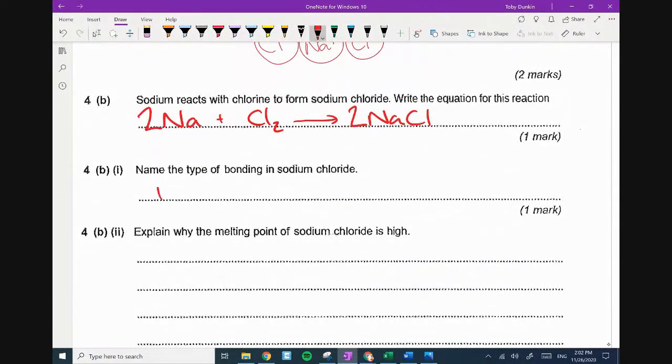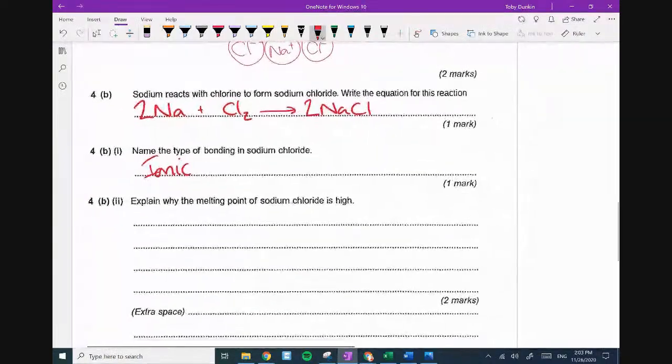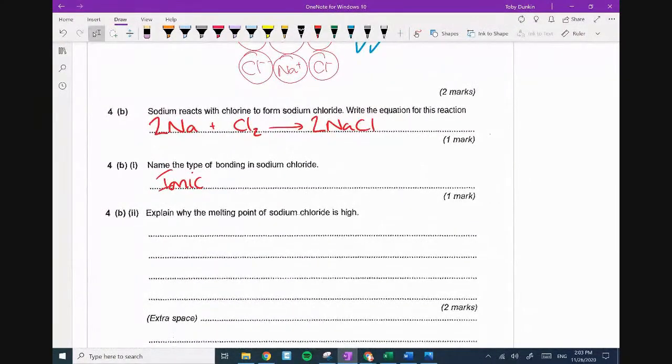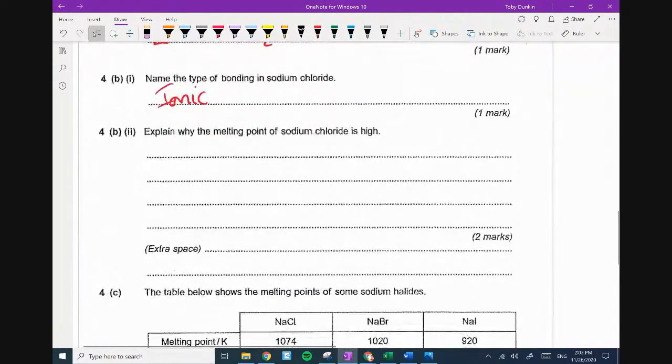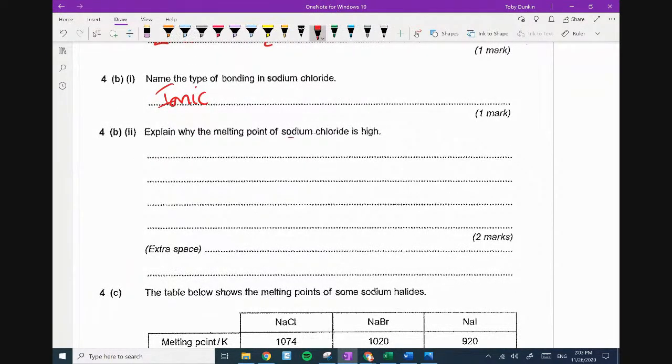Next, type of bonding. The test is on ionic bonding, so the type of bonding is ionic. Explain why the melting point is so high. Only 2 marks, but we're going to write it all out.